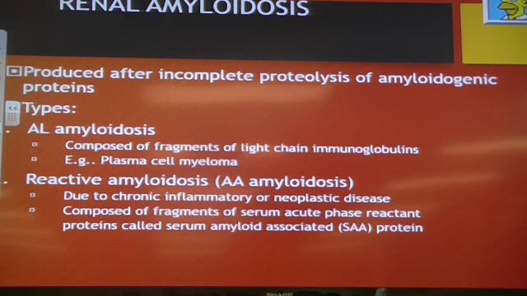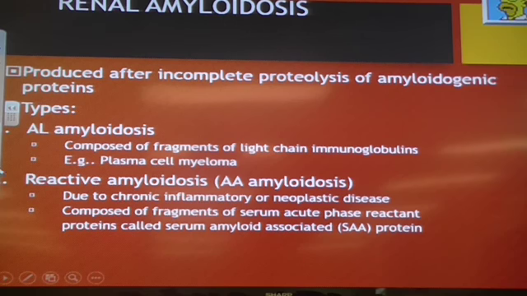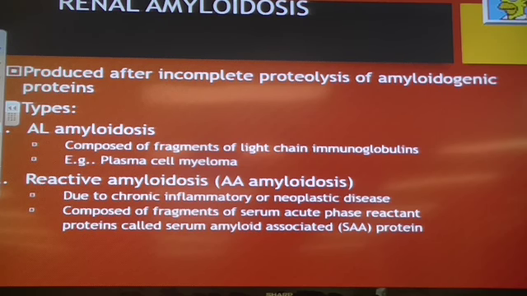Renal amyloidosis, this is mostly a review. So we talk about the types of amyloidosis, and it's produced after incomplete proteolysis of amyloidogenic proteins. There's the AL type, which is composed of light chains, and you see it in diseases such as plasma cell myeloma or plasma cell tumors. And there's the reactive type. This is the more common one we see with chronic inflammation, and it's composed of serum acute phase reactant proteins called serum amyloid associated proteins, SAA. There are other forms, but we concentrate on those two main forms.